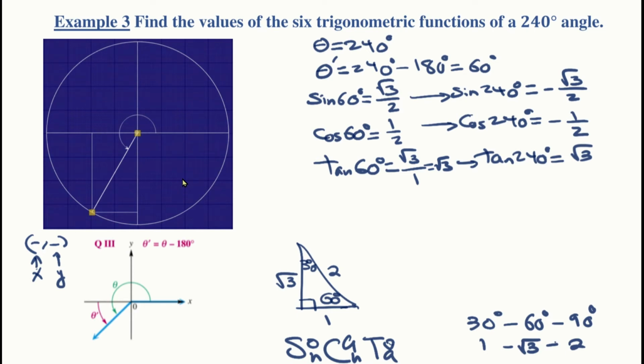So these are what I'm talking about. So all we have to do to find the other three is find the reciprocal of those. So the cosecant of 240 will be the reciprocal of this, which is negative 2 over radical 3. And we're going to rationalize.